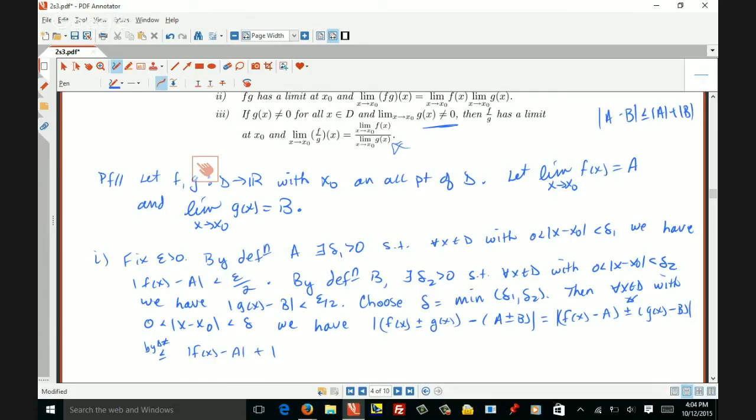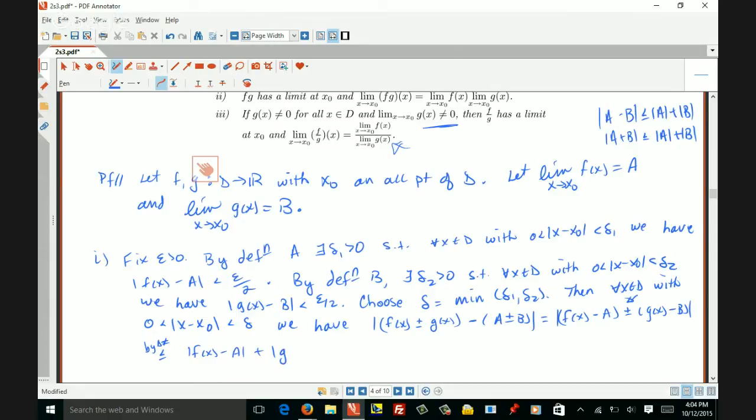It doesn't matter if it's plus or minus. Yeah. B minus A? No, like A plus B is less than A minus B. Oh, that's a different one. I'm not using that one. That one has absolute values inside of absolute values. It's a little bit different.